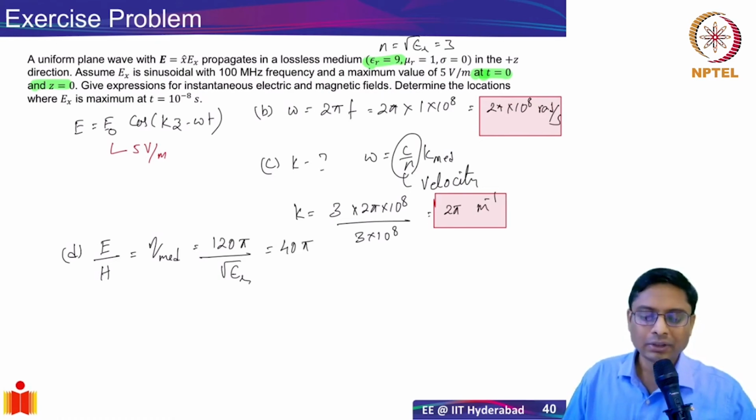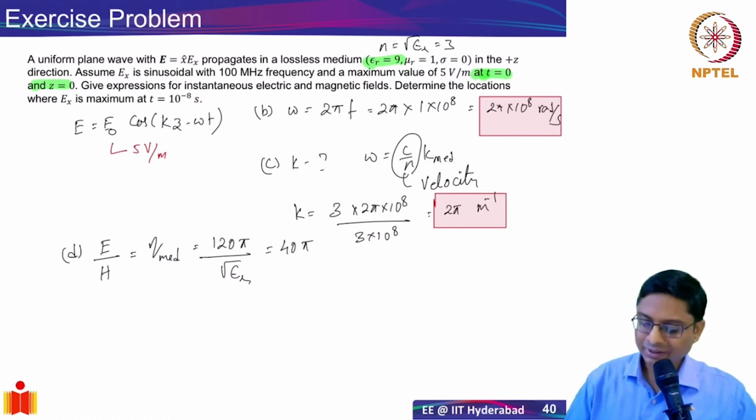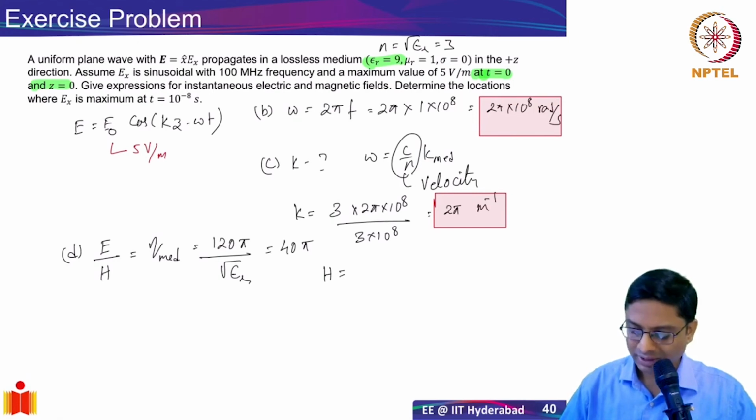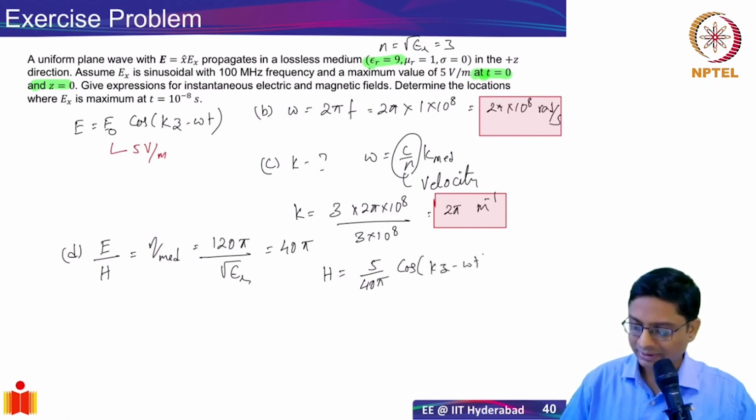So now what will be my magnetic field? I can simply write out the expression. I can say that the magnetic field is going to be, my electric field was 5 volt, so 5 divided by 40 pi, into cosine of kz minus omega t, the same thing remains.